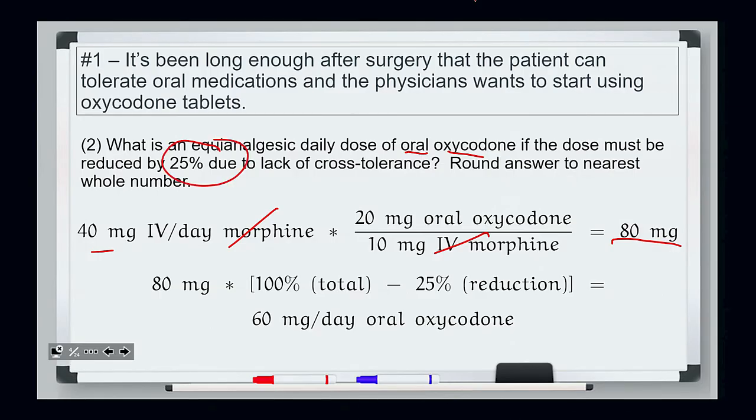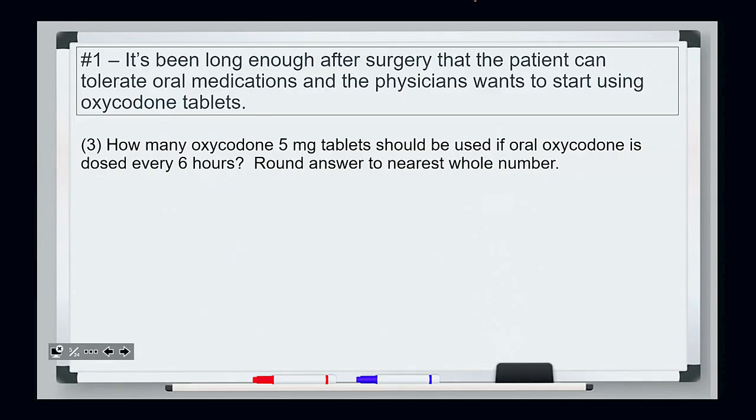I'll remind you on these questions that how much to reduce it by is not useful. Mathematically, what we need is how much remains. So if we reduce something by 25%, we start at 100 and go down by 25, which means we have 75% remaining. So all we have to do is take my total daily of 80 milligrams times 0.75, and that changed my 80 down to 60. So my final answer for part 2 would be 60 milligrams per day of oral oxycodone.